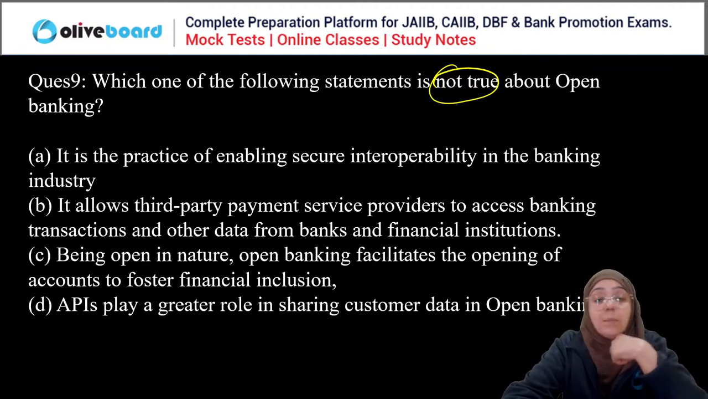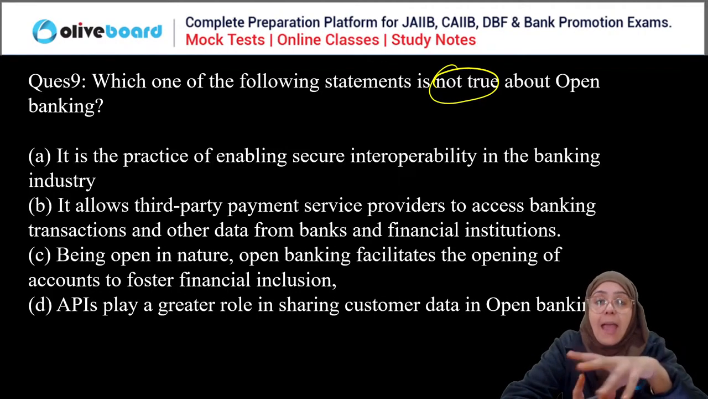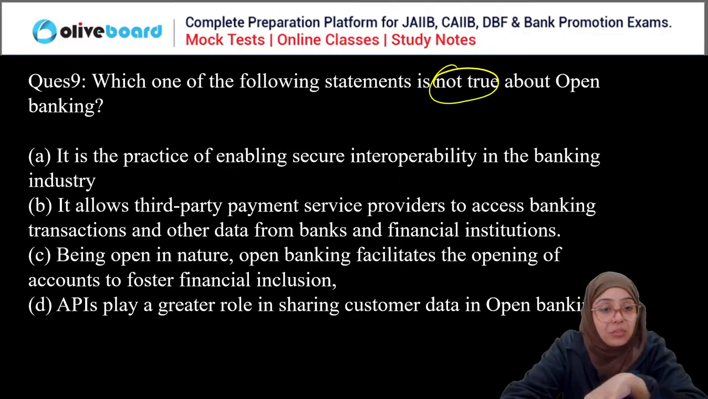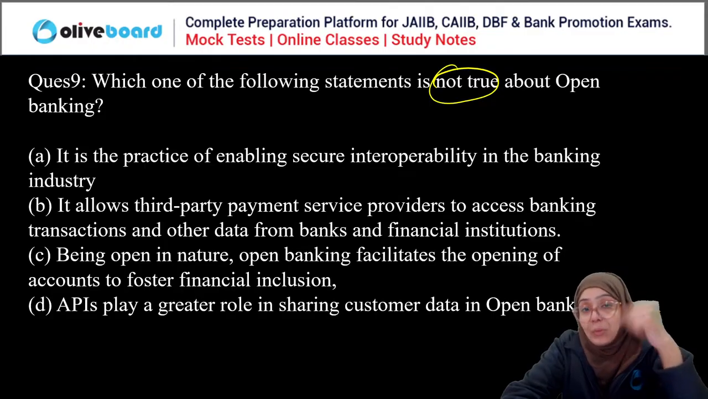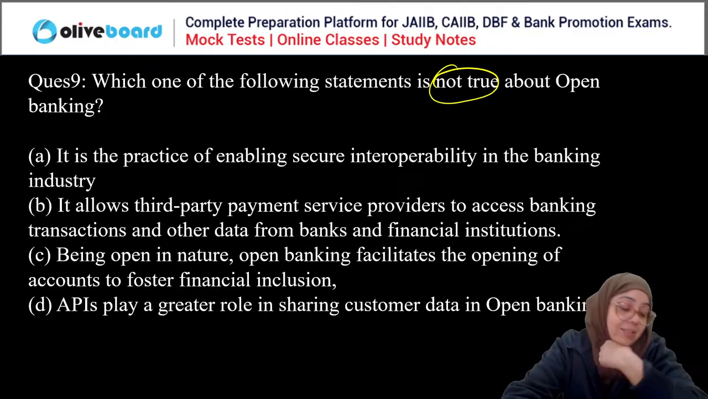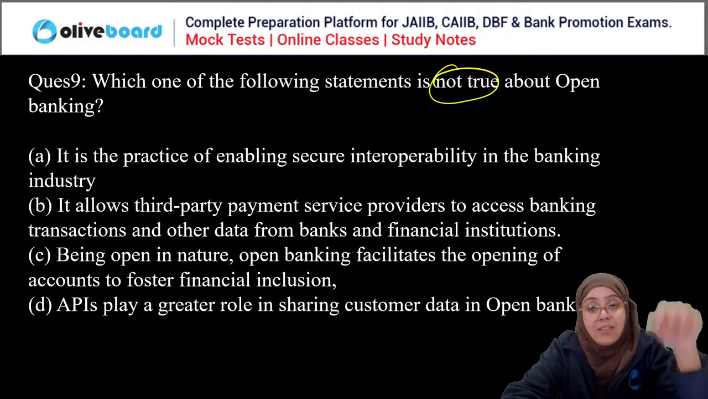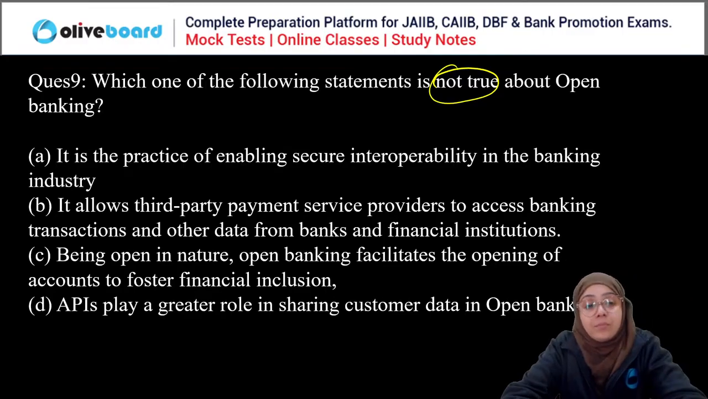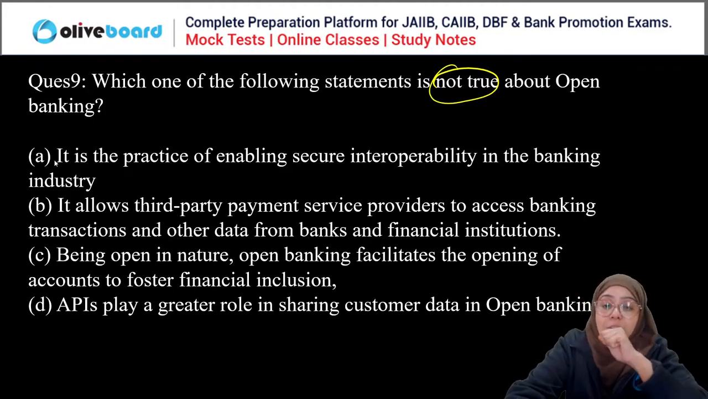So Krishna is saying B. I have just defined what open banking is. In open banking, application programming interface is used, right? You have to choose the incorrect statement here. Not true. Just read the question carefully and then answer. Everyone, please read the question carefully and then answer this question.